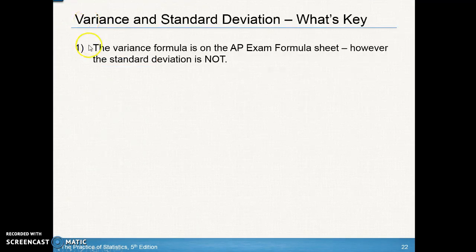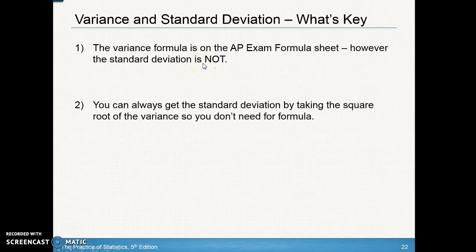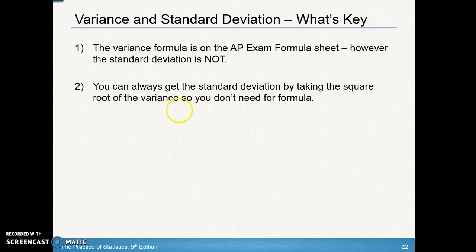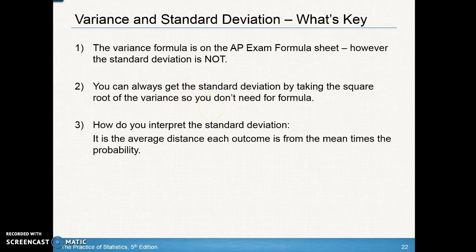All right, so a couple of things that are key. Number one, the variance formula is on the AP exam formula sheet, but the standard deviation is not. So you have to understand that to get the standard deviation, we're going to take the square root. Remember, you always get the standard deviation by taking the square root of the variance, so you don't really need the formula. It's not necessary.